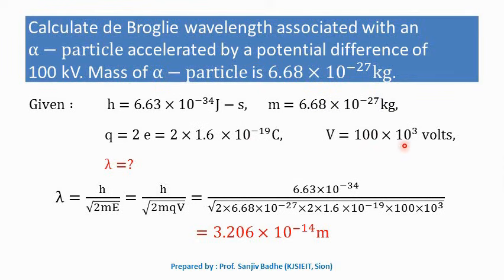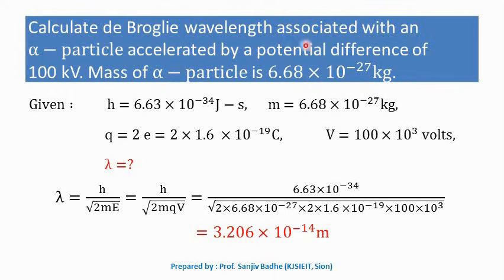V is given as 100 into 10 raised to 3 volts; 100 kilovolts means 100 into 10 raised to 3 volts. So by substituting all these values, we can calculate lambda with the de Broglie relation, h upon p, that is equal to h upon square root of 2mE, and this E is written as q into V, where q is equal to 2e. So just put the values, and the wavelength can be calculated as 3.206 into 10 raised to minus 14 meters.